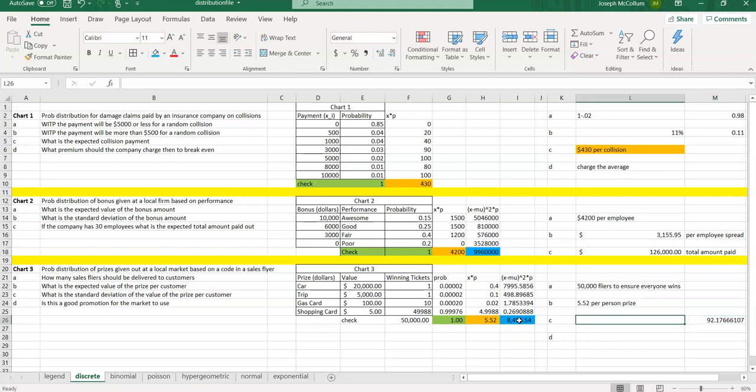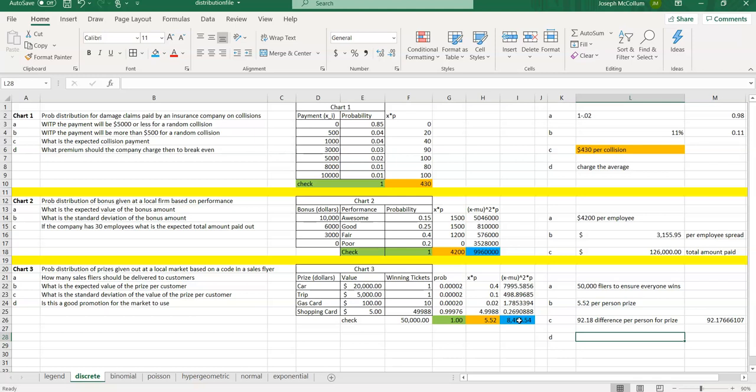And so that tells me there is a $92.18 difference per person for prize. That's the typical per person prize differential. So two people standing in line, I would expect a typical difference of $92 per person.